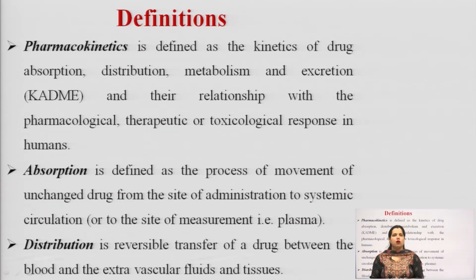Pharmacokinetics is defined as the kinetics of drug absorption, distribution, metabolism and excretion. We use the word kinetics for how this proceeds systematically: first absorption, second distribution, third metabolism and fourth excretion. So, it is also known as ADME, and their relationship with pharmacological, therapeutic and toxicological responses in humans.